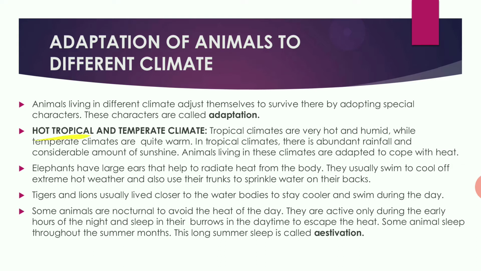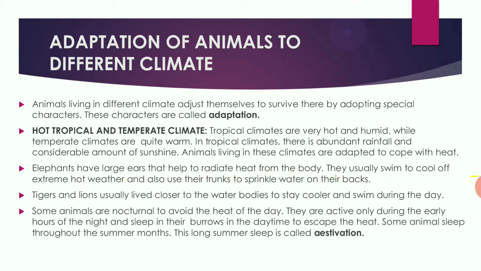The first one is hot, tropical and temperate climate. Tropical climates are very hot and humid, while temperate climates are quite warm. In tropical climates, there is abundant rainfall and considerable sunshine. Animals living in these climates adapt and cope with the heat. So animals living in this type of climate are adapted to the heat. Like the first example, elephants have large ears that help to radiate heat from the body.